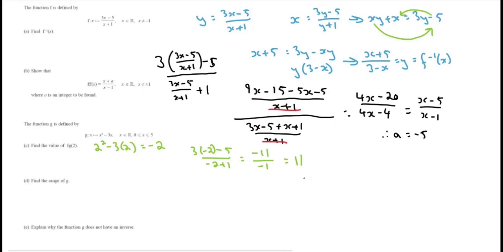As for the range of g, well, we're thinking what possible answers could we get from this? If it wasn't for the domain here, we could say that we could get potentially any real number. But in this case, because we are limited to x being between 0 and 5, we are now going to be artificially limited in what values we can get out of this expression.